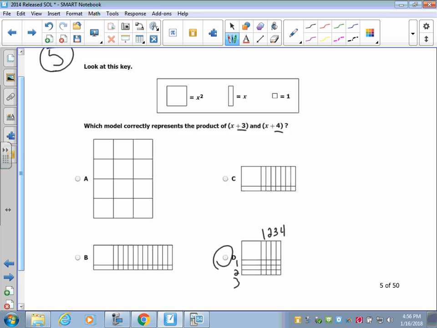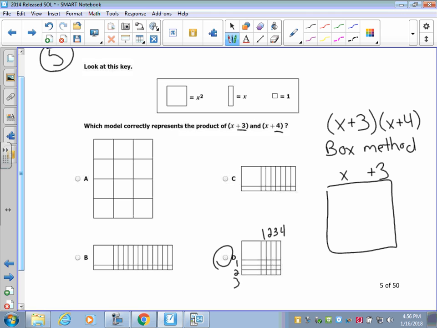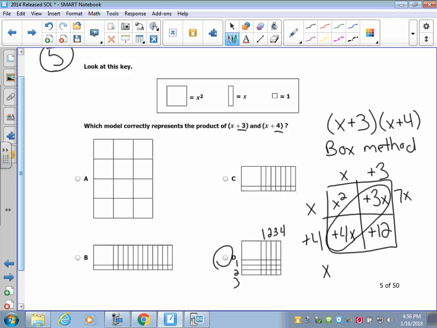If this doesn't sit well with you, remember one way that we talked about multiplying these. We called it the box method. So we had x plus 3 and x plus 4. So it's 4 multiplication problems. X times x is x squared. X times 3 is plus 3x. 4 times x is plus 4x. And 4 times 3 is plus 12. When we bring these together, these are like terms, we have 7x. So we have x squared plus 7x plus 12.